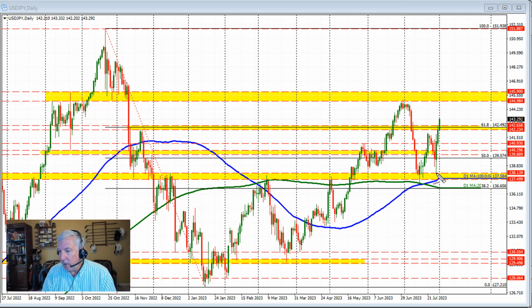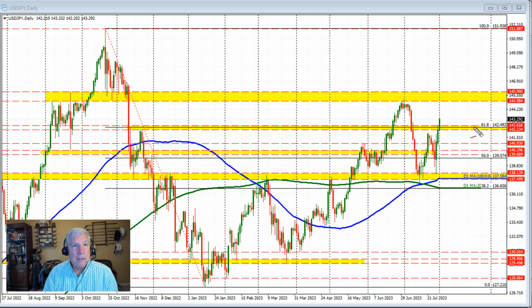We are seeing yields move higher, with the 10-year now up around 6 basis points. The 5-year is up about 5 basis points, and the 2-year is up about 3 basis points. So we are seeing increased yields, which is helping to push this currency pair to the upside.